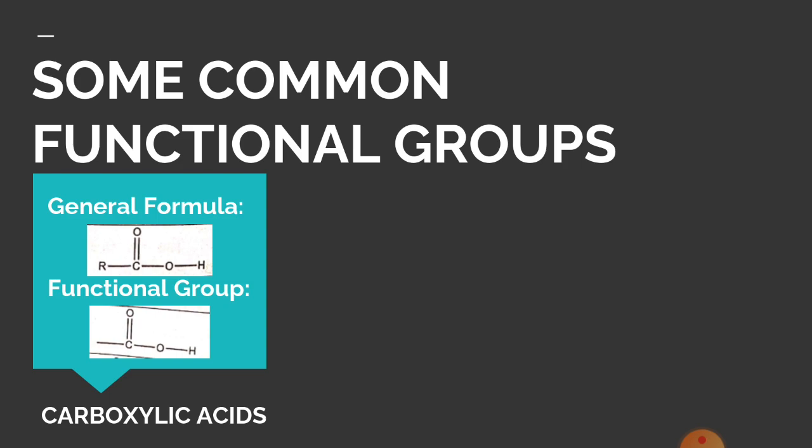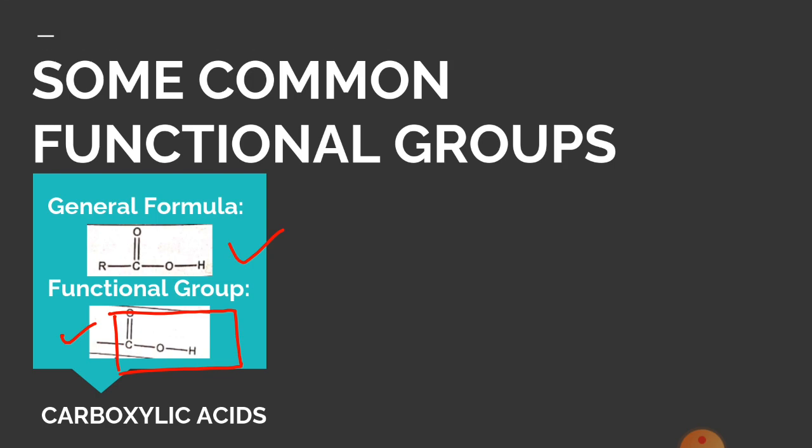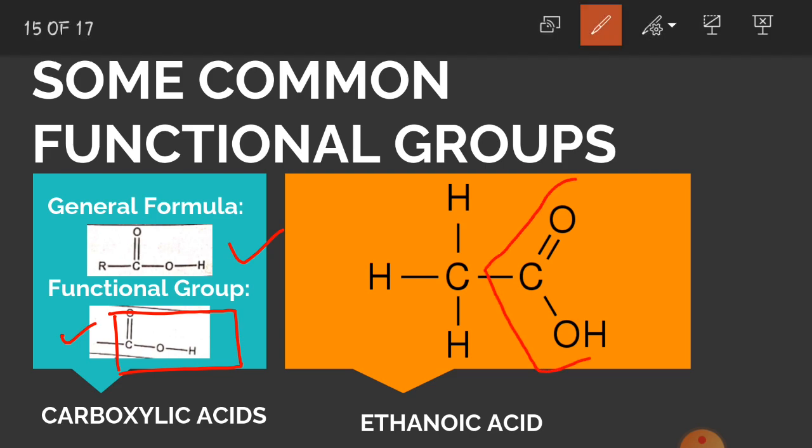Now we have the carboxylic acids. The general formula for the carboxylic acids is this, and the functional group of the carboxylic acid is C double bond O-O-H, and at one side of this carbonyl carbon an alkyl group is attached. An example of carboxylic acid is ethanoic acid. In ethanoic acid you may easily recognize the presence of this carboxylic acid group.